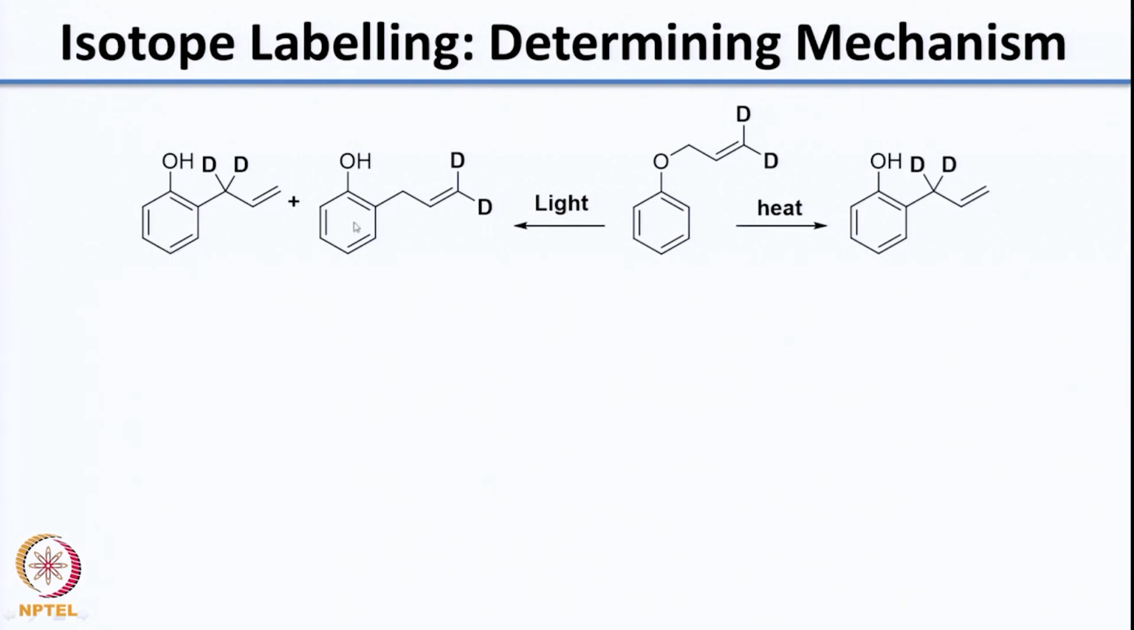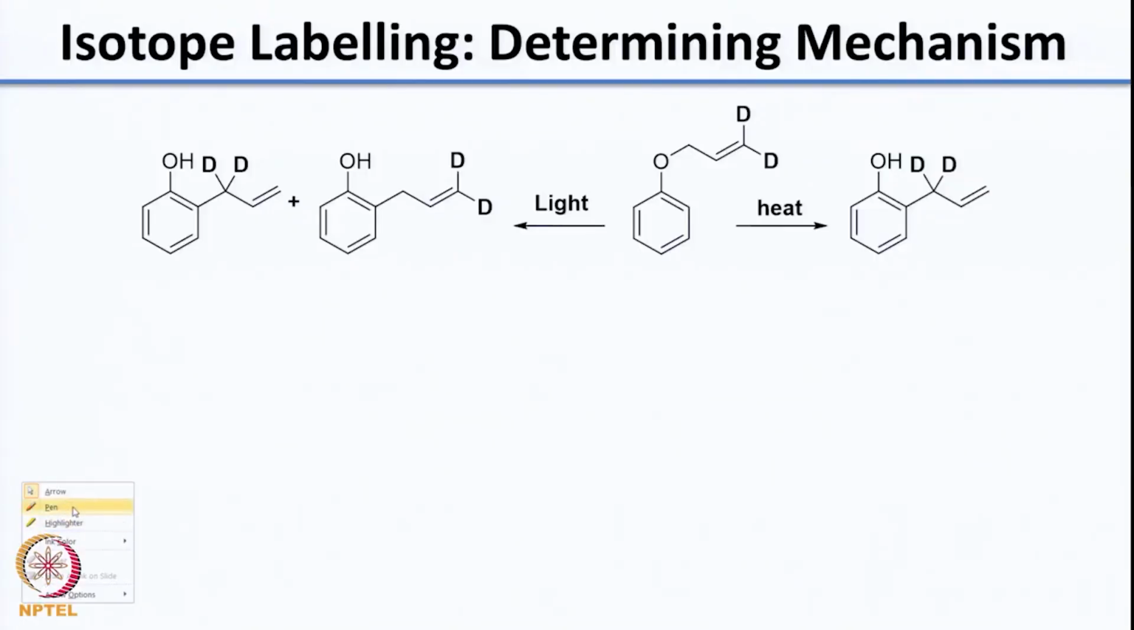In the previous slide we had gone through all the possible mechanisms. Now can you tell me, based on the labeling of deuterium, when the reaction is carried out under heat, which is the mechanism that takes place, and when it is carried out under light, which is the mechanism that takes place. You can press the pause button and work out the mechanism.